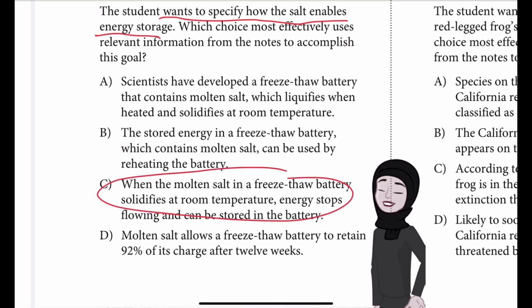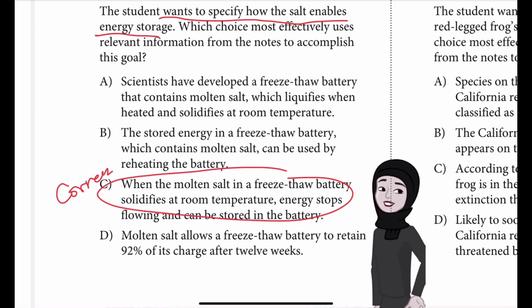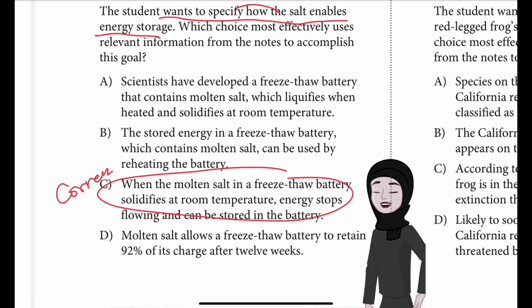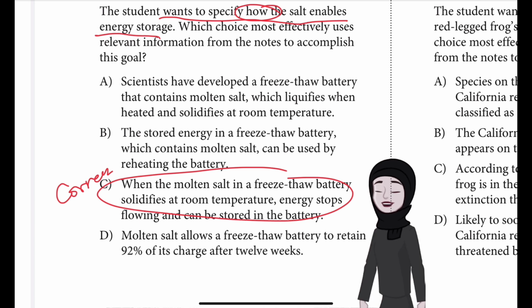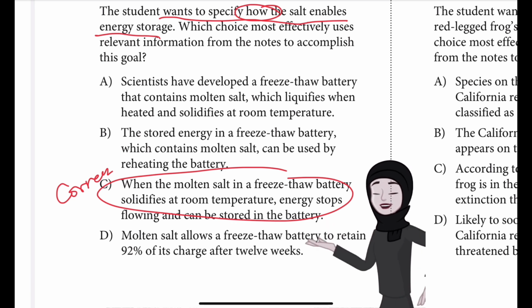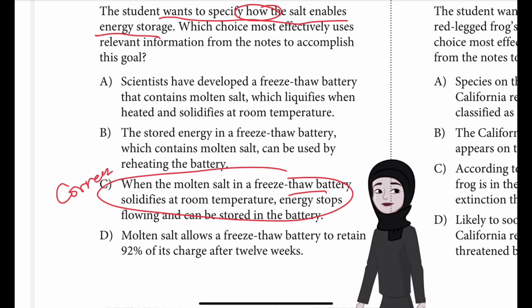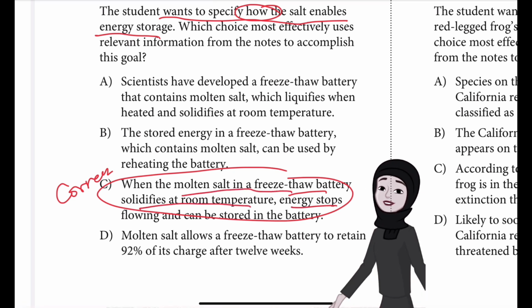So if you said C, well done. That is the correct answer. Why is it the best answer? Because the sentence specifies how the salt in the freeze-thaw battery enables energy storage. So remember, we need how this salt is helping in this technique for that battery. It also explains that energy stops flowing and can be stored when the salt solidifies at room temperature. So what is happening is that when the molten salt in the freeze-thaw battery solidifies, the energy stops flowing. So that's how it's getting stored in the battery.